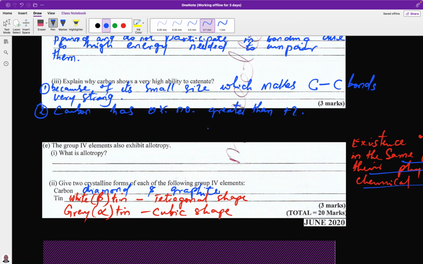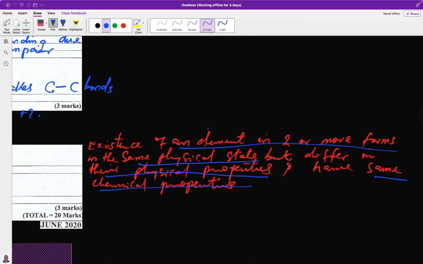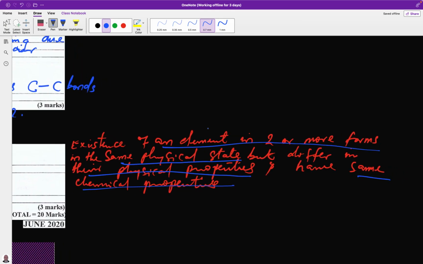What is allotropy? I told you that allotropy is the existence of an element in 2 or more forms in the same physical state, but differ in their physical properties and have the same chemical properties. For instance, diamond and graphite, these are all forms of carbon. In the same physical state, they are all crystalline solids, but they differ in their physical properties.